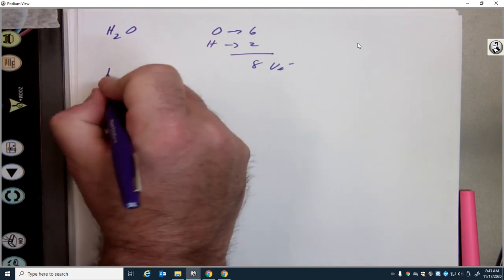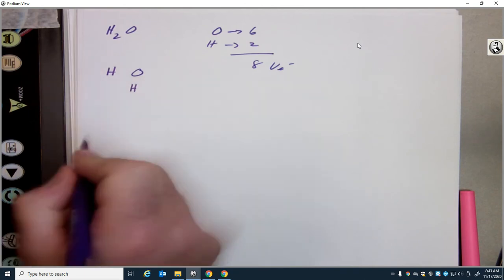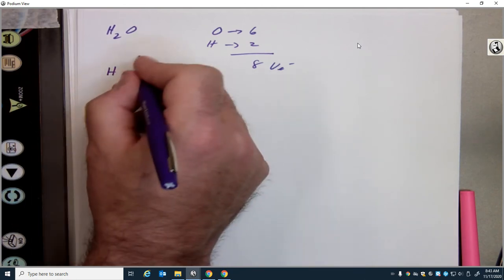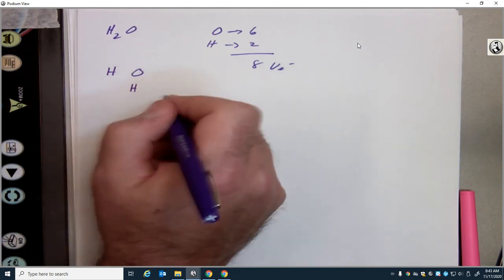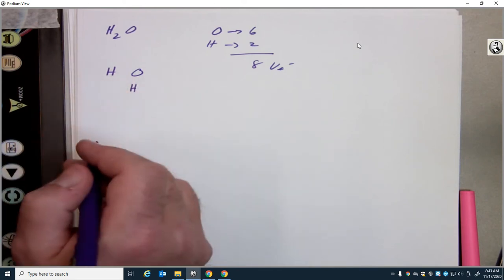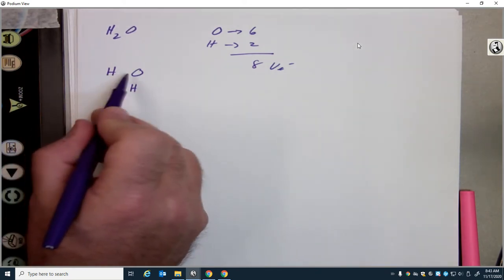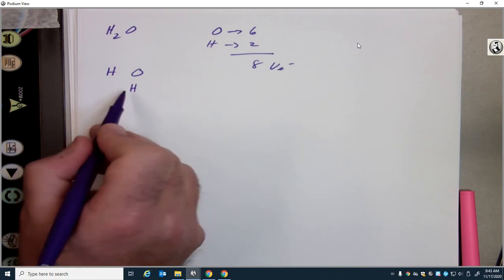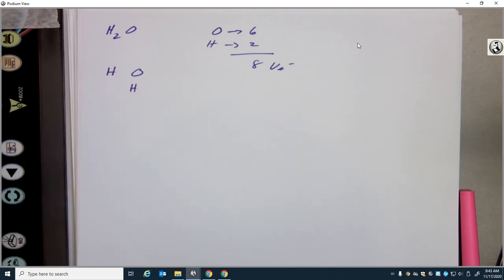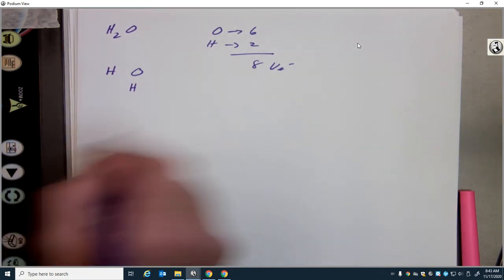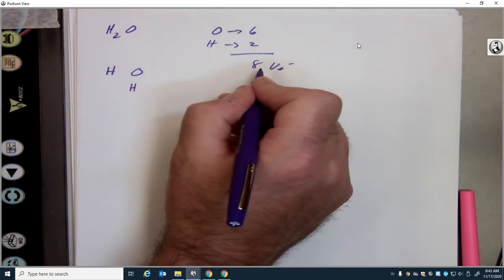Now, I'm going to do this. I didn't have to do this. It could have been up here. It could have been over here also, all right? But I'm going to put it this way, which is telling me I'm going to form a bond here, and I'm going to form a bond here. There is no bond between the hydrogen atoms. So now I have 8 valence electrons to place around here.